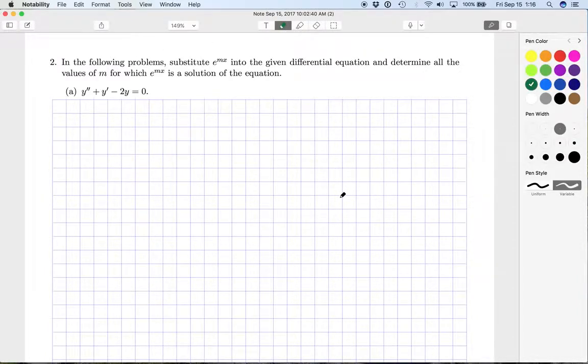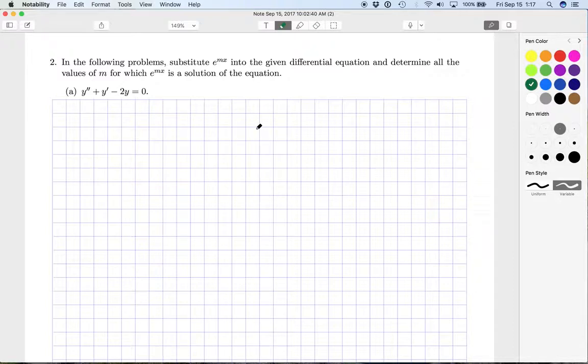So the problem that we're given here is the following. It says, in the following problems, and this is just part A that we're looking at, substitute e to the mx into the differential equation and determine all the values of m for which e to the mx is a solution of the equation. And this kind of highlights what's special about differential equations.